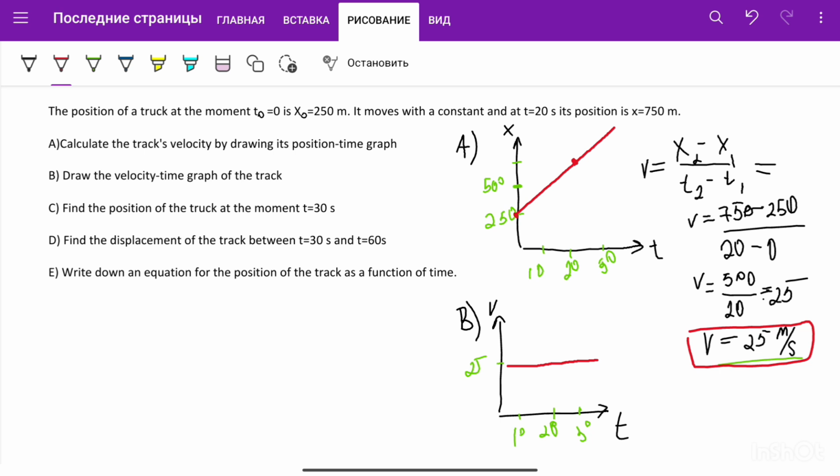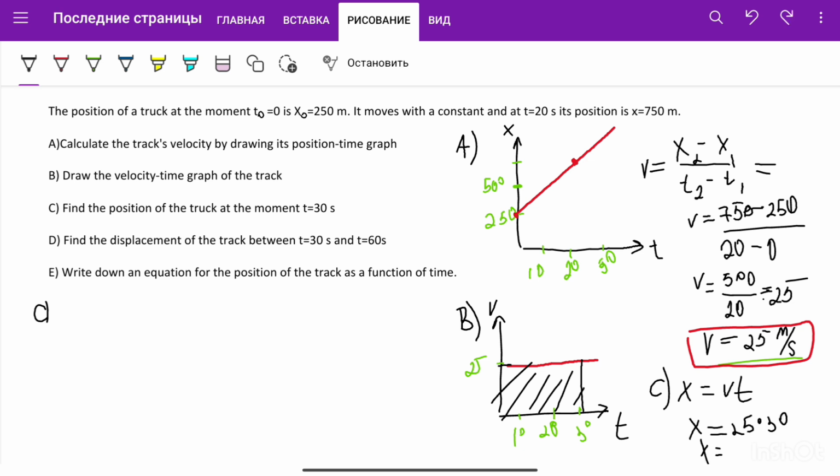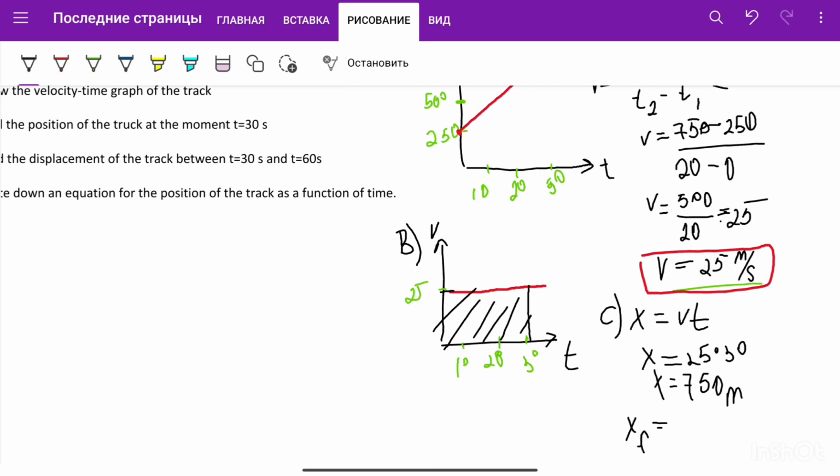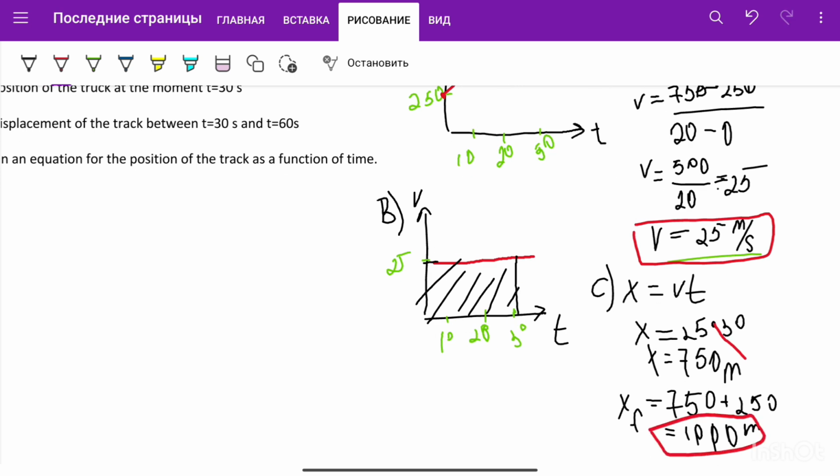Find the position of the truck at the moment, time 30 seconds. To find the position, let's use the velocity time graph. We know that the area under the line is equal to the distance covered by the object. So to find the area, we multiply 25 by 30 and we'll get 750, which is the distance. But it says that the truck started moving at a certain position. So we need to add them, 250 and 750. We'll get 1000. This is the truck's position at 30 seconds.